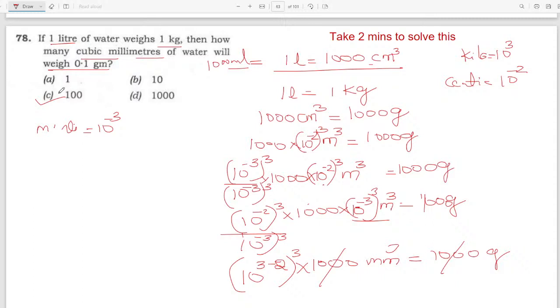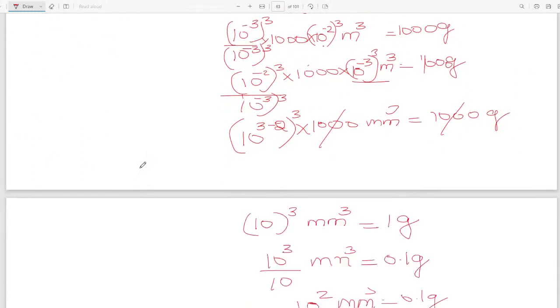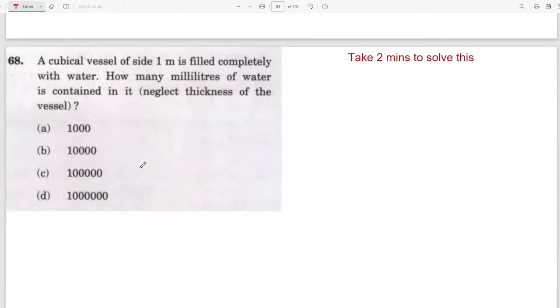I hope this is clear. If it's clear, please let me know. If you have any doubts, you can ask, or else if there is no doubts, we'll move to the next question. Okay, we'll move to the next question then. So take 2 minutes to solve this question.